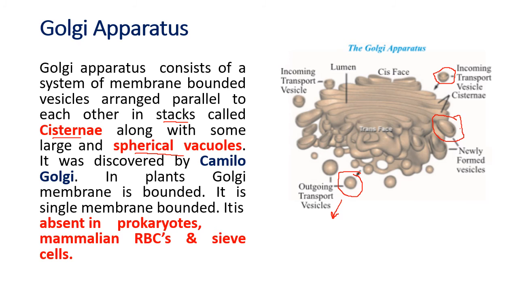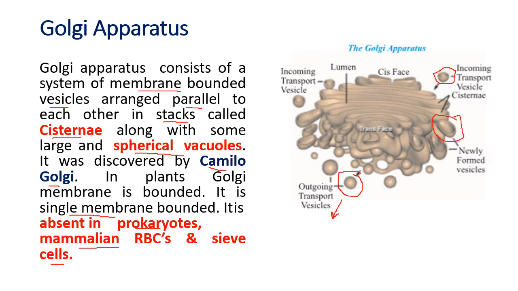So Golgi apparatus consists of membrane bound vesicles. Yes, vesicles are round dots or flat tubes, and they are arranged parallel on each other in stacks. Now it is called Golgi apparatus because it was discovered by Camillo Golgi. In plants, it is single membrane bounded. It is absent in prokaryotes, mammalian red blood cells, and sieve cells of the phloem.